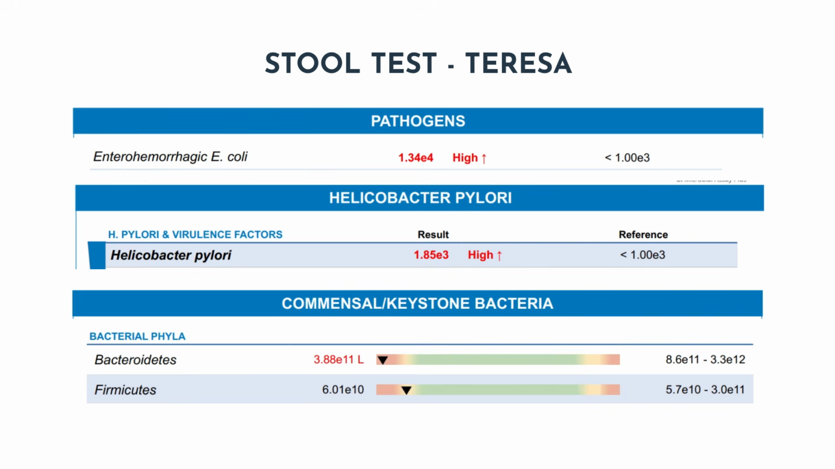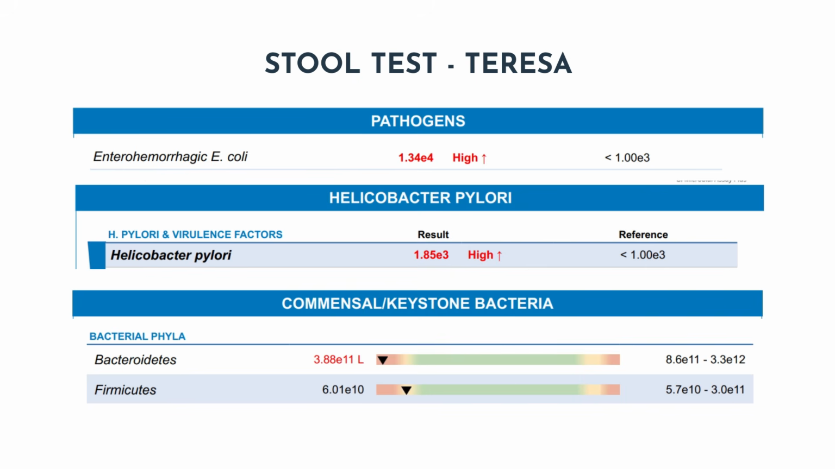If you want to hear a little bit more about that, go watch the acne video on this channel. I really talk a lot about H. pylori on that and kind of what it does to the gut. And then we can see her commensal bacteria. We're looking at 2 phyla here, Bacteroidetes and Firmicutes. This gives us a snapshot of about 85% of the good gut bacteria. And we can see that she's low in both.